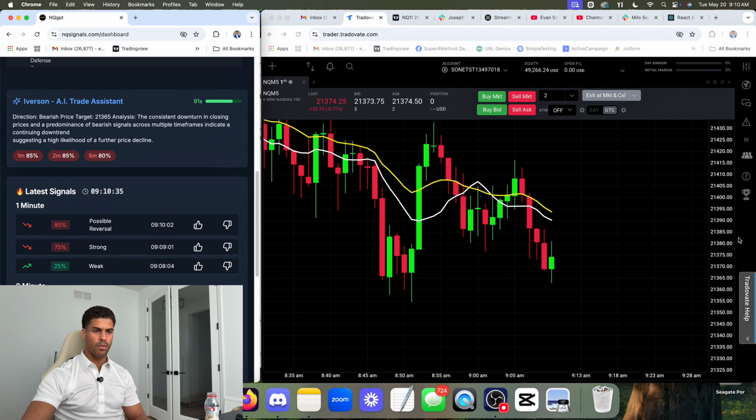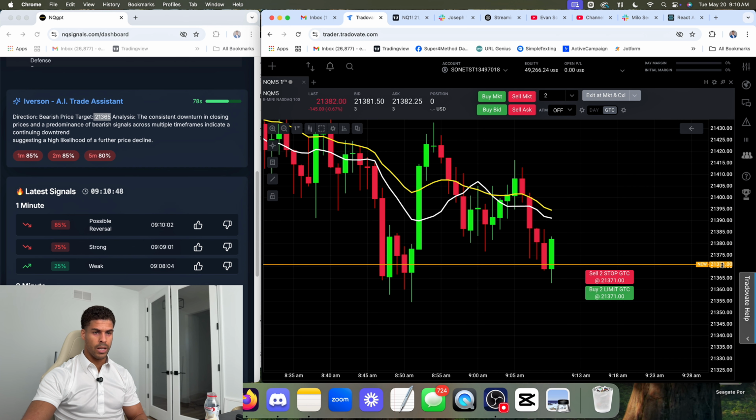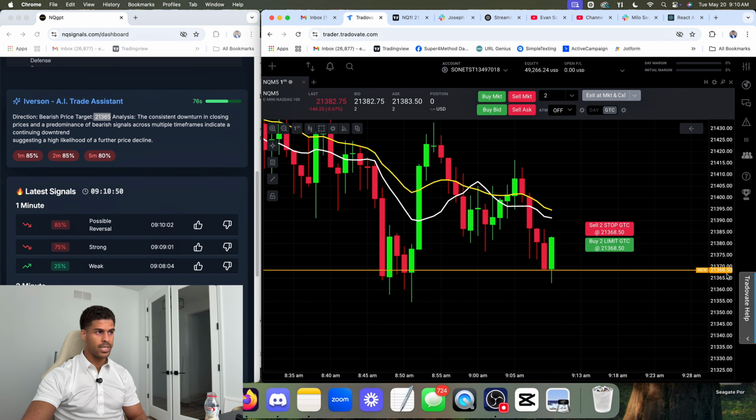This is a perfect example of a signal that we could ignore. So we've got our price target at 21,365. Price is currently at 21,382. That's because price bounced up, but this candle opened basically at 368.